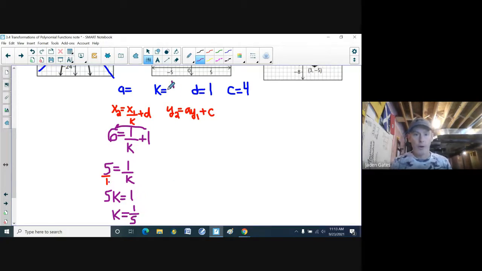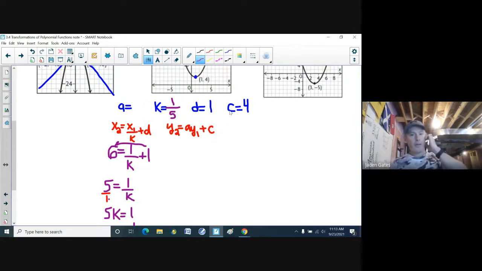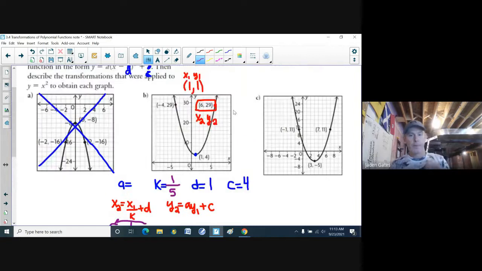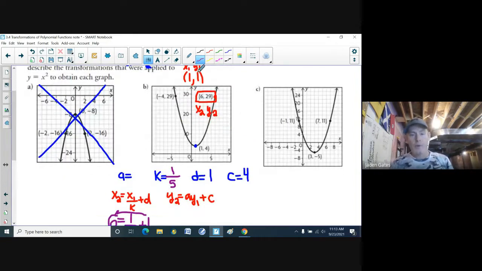Bingo. I got 1/5 as k. All right. Now I'm going to do the same process here, only I'm going to use my y2s and my y1s to find a. A little bit easier equation here because we don't have a fraction involved.